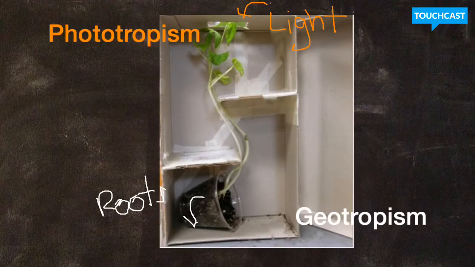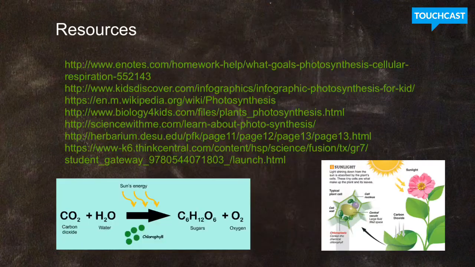So here's an example of an experiment some students did where they put a plant in a shoebox and then blocked its light and only allowed the light coming from the top right there. So phototropism caused the plant to reach around the obstacles and keep growing towards the light, and then geotropism still had the roots growing down the cup.